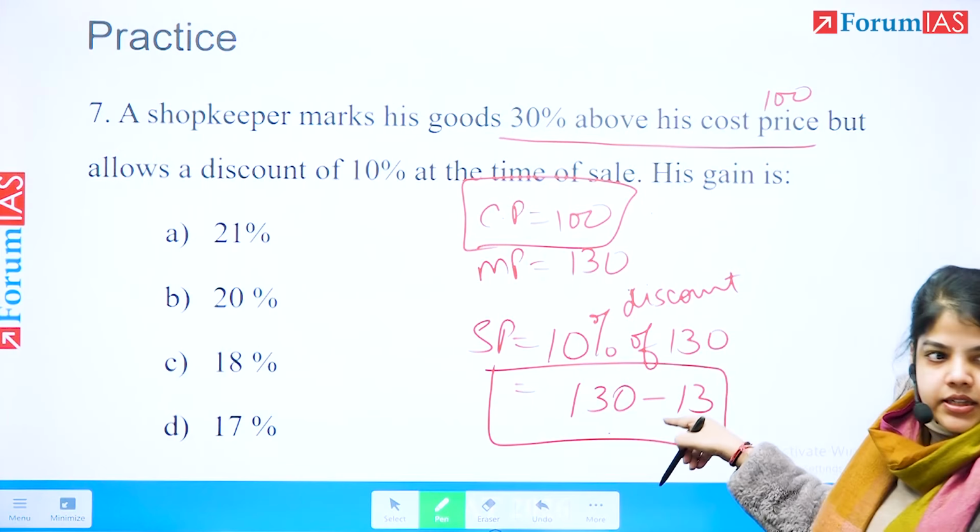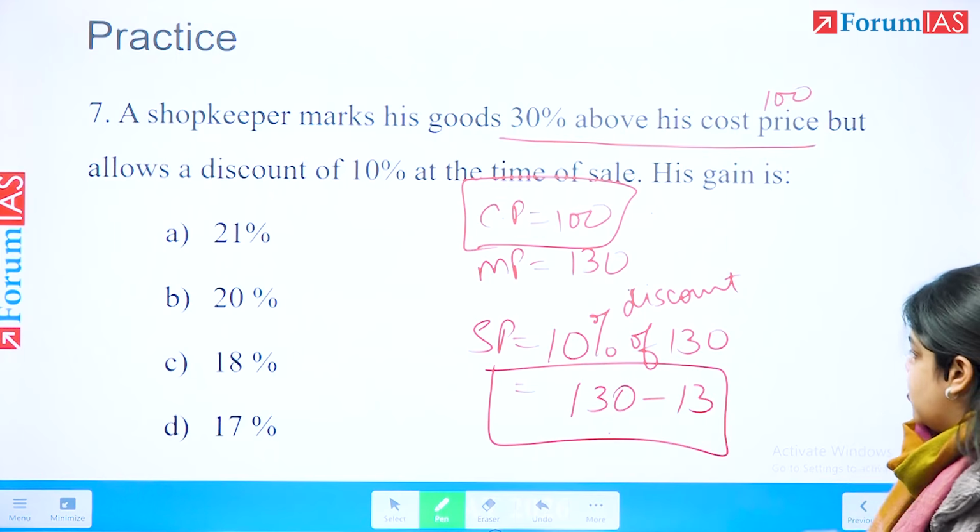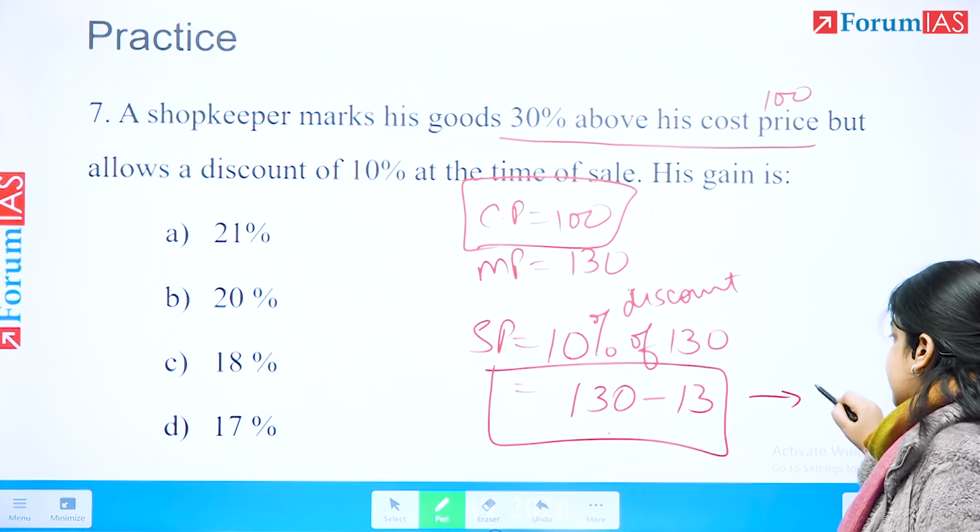130 पे 10% कम करेंगे तो क्या आएगा? 117. So what we get is 117, and 117 is what percentage more than 100? 17%. So the answer is 17%. Okay.